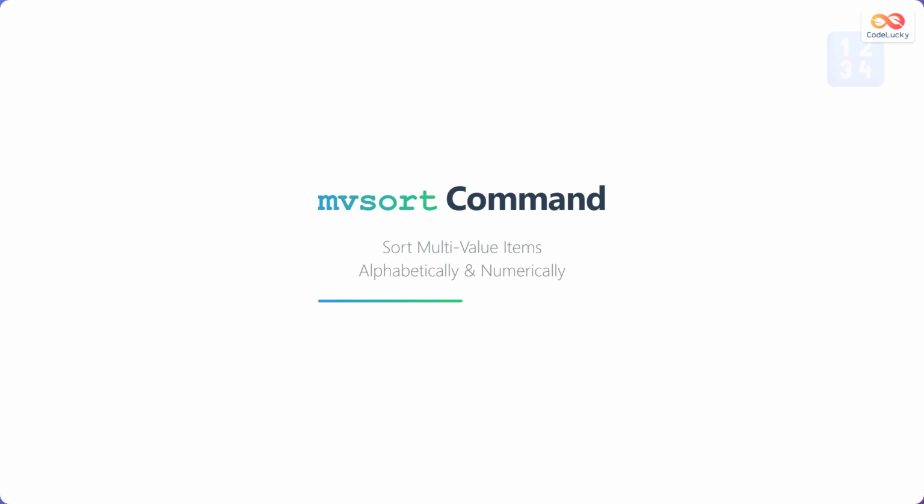Welcome to this tutorial on the mvsort command in Splunk SPL. The mvsort command is a powerful utility that helps you sort multi-value items within your search results. Multi-value fields are common in Splunk data, where a single field contains multiple values separated by delimiters. The mvsort command allows you to organize these values alphabetically or numerically, making your data more readable and organized for analysis and reporting.